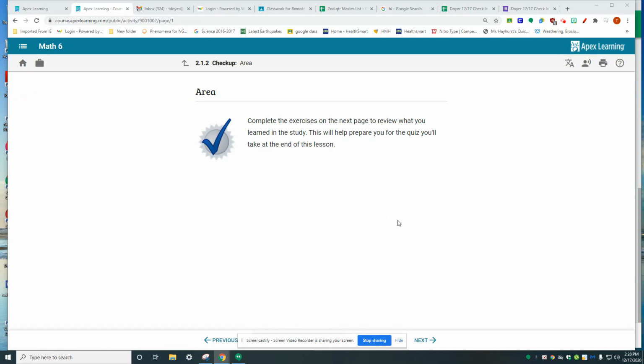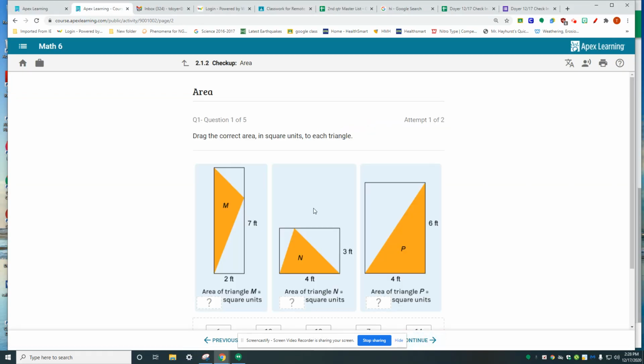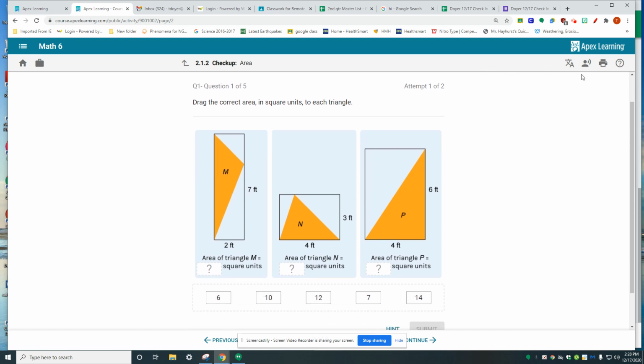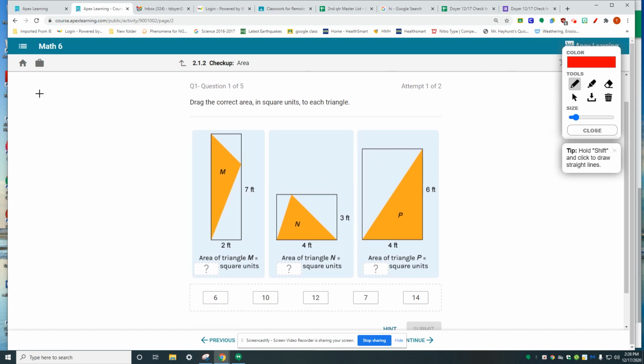Hi, so here is a video on 2.1.2, and everything in here has to do with me knowing two equations.